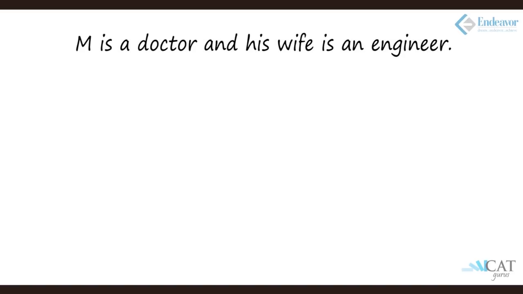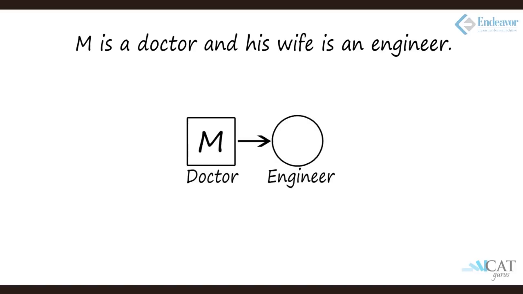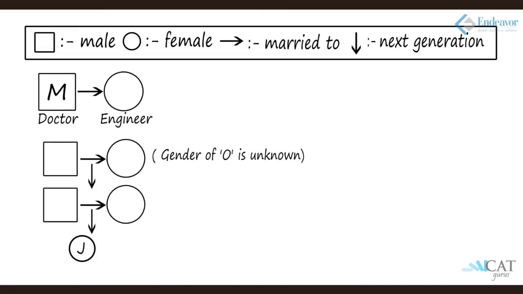M is the doctor and his wife is an engineer. Here we need to think about the second implication, that M is the doctor, so he is male also because he has a wife. So M is male, M is a doctor, his wife is an engineer. J is the granddaughter of O, so the gender of J is also clear. O we don't know, and sister of L, so we know that J is the sister of L, but we still don't know what is the gender of L.